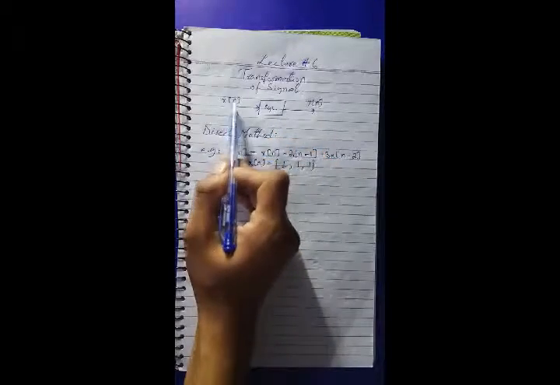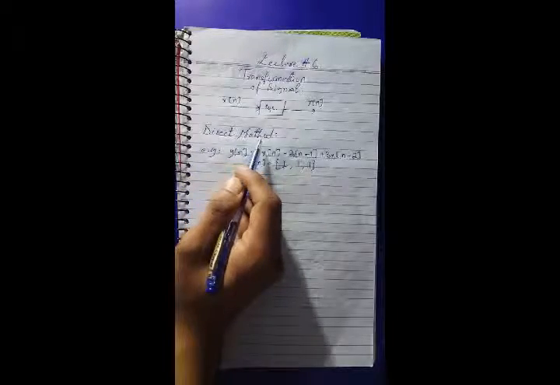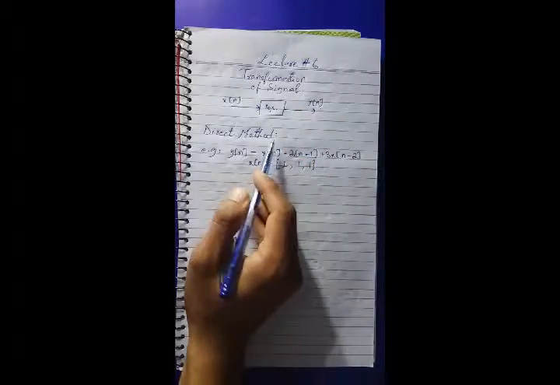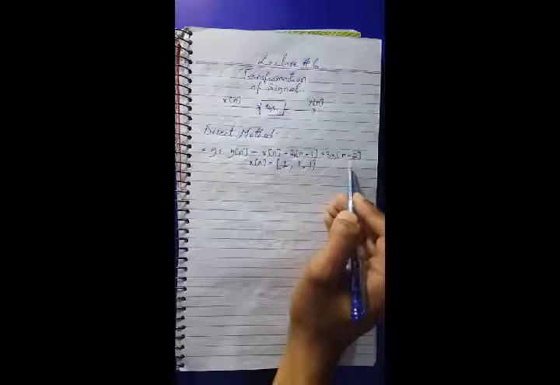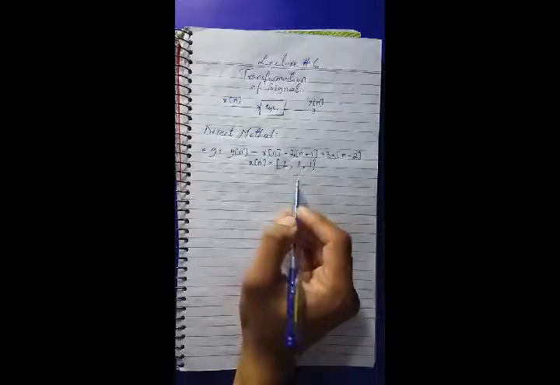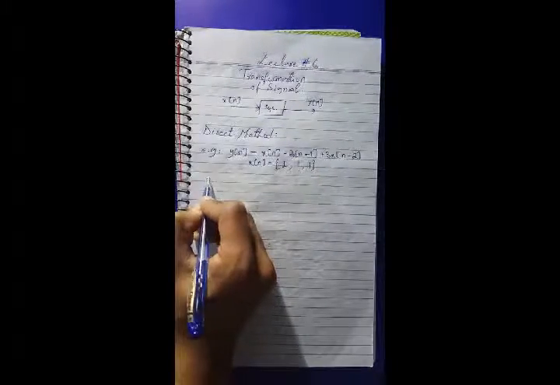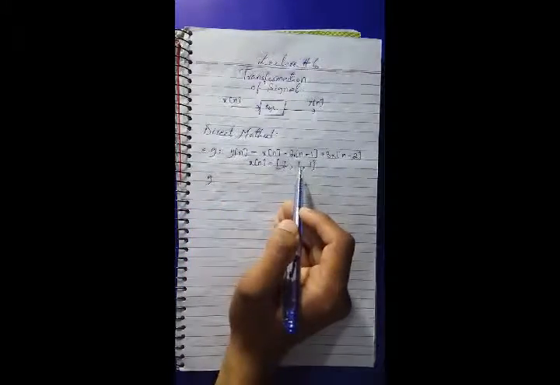To convert this input into output, we have a lot of methods. The first one is the direct method. We will see how we can transform an input signal to an output signal using the direct method. I have written an example: y of n is equal to x of n minus 2x of n minus 1 plus 3x of n minus 2, where x of n is given. To obtain the output, we will put values of n from minus infinity to infinity to get our required output.